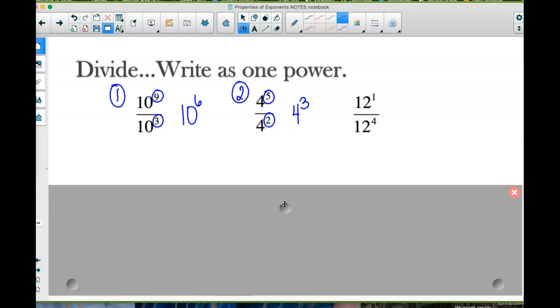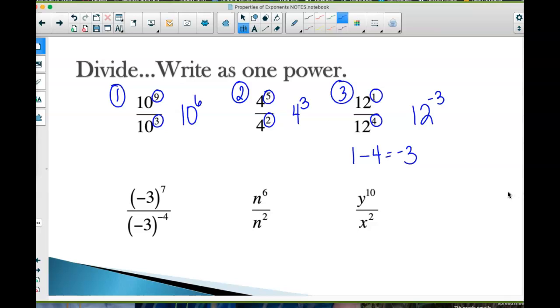Okay, here's where you have to be careful. How about the third one? 12 to the 1st over 12 to the 4th. Negative 3. Yeah. So because this number is 1 and we're doing 1 minus 4, right? 1 minus 4 is negative 3, so it's 12 to the negative 3rd power. So be careful, you might still get negative numbers. Be careful with your subtracting. Okay? How about number 4? Anybody want to take a guess at what number 4 would be?